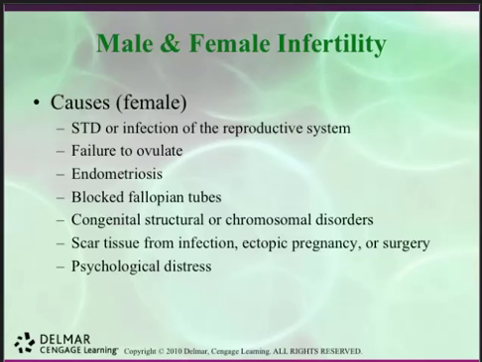Failure to ovulate would inhibit a woman's ability to conceive because the ovum has to be free of the follicle and reside outside the ovary in order for conception to take place. If it's still inside the ovary, there's no way for the sperm to get to it. The one common cause that's present in both men and women is the presence of a sexually transmitted disease.